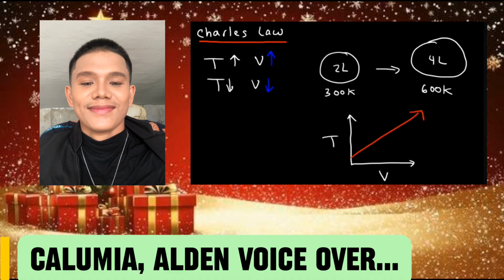Now, the equation that is associated with Charles' law is this equation. It's V1 divided by T1 is equal to V2 over T2. So that's the formula you need to know when solving problems associated with Charles' law.